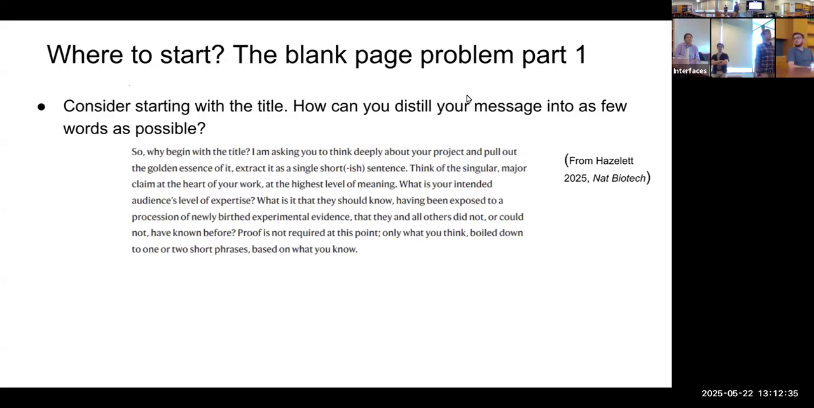What's your intended audience's level of expertise? Again, emphasizing audience. What is it that they should know, having been exposed to a procession of newly birthed experimental evidence that they and all others did not or could not have known before? So really emphasizing the novelty of this, right? And then just emphasizing proof is not required at this point, right? This would be earlier on in the conception of the paper. Only what you think boiled down to one or two short phrases based on what you know.